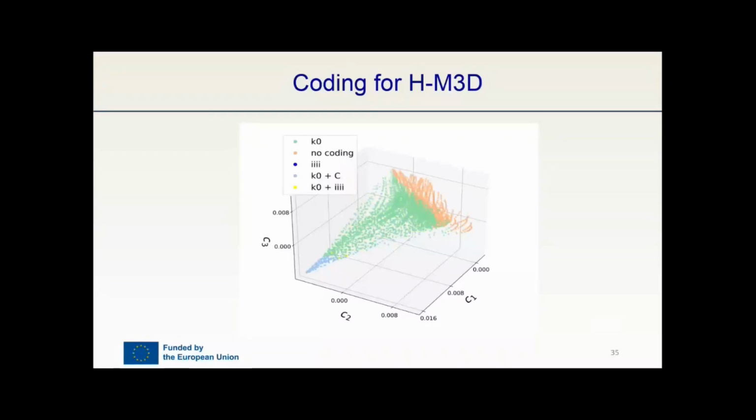Again, we move to another scenario, we change the kind of data, and again, we get a combination of optimal low power coding techniques, ranging from no coding in orange, and K0, which has a very large range of scenarios where it is the best coding. Then we have also a couple of points with K0 with the correlator, and a very small set of points with K0 and the inversions of the lines.